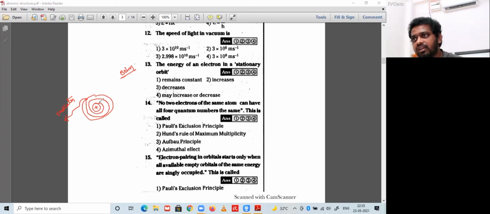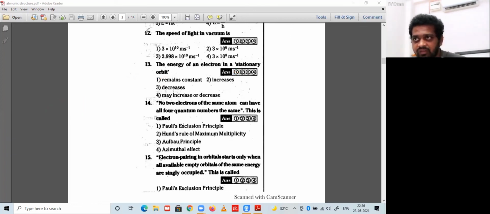Finally, it will fall into the nucleus, then the atom will be collapsed. So this thing does not happen in the real scenario. So what is going to happen is, as long as the electron is revolving around the nucleus, it won't radiate the energy. It means the energy of the electron will remain constant whenever it is revolving around the nucleus. For question number 13, option 1 is the correct option.